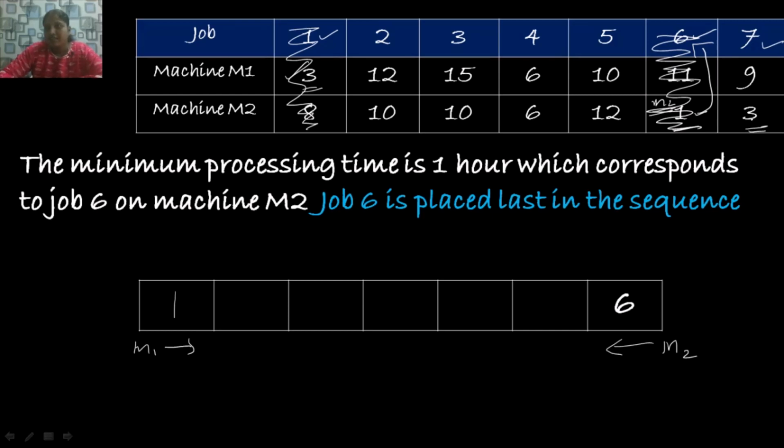Next, here itself we have the same minimum processing time, that is 3 hours. This corresponds to job 7 on machine M2. So you have to place job 7 last, that is next to last in the sequence. Now you delete this job.